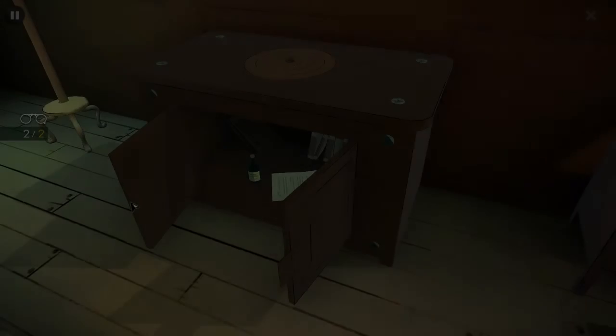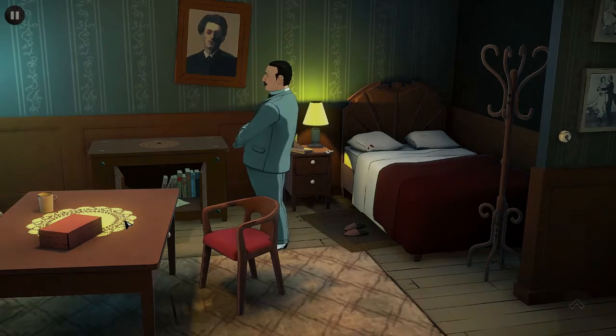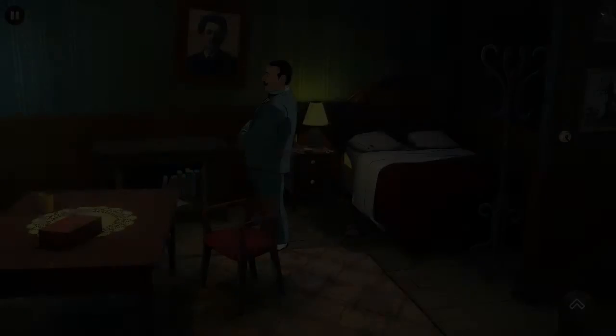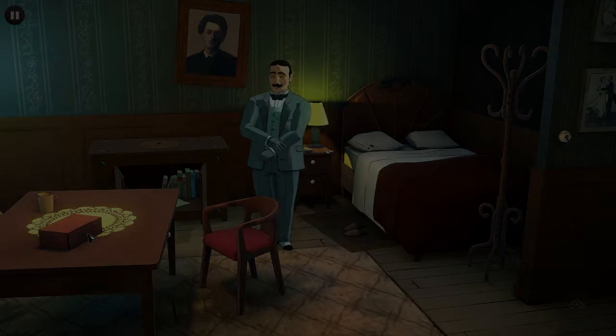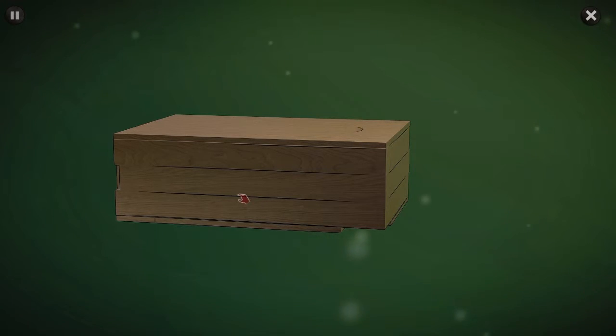Okay. I'm not sure if we are able to take a look on the table or if we will look at this cabinet again. But let's try and see what happens. Ah, it's the cabinet again. And since I have looked at the two items that are here, there is nothing more to do. There is a box here. What a strange box. It looks like you have to slide the slats of wood to open it. Is this another puzzle?